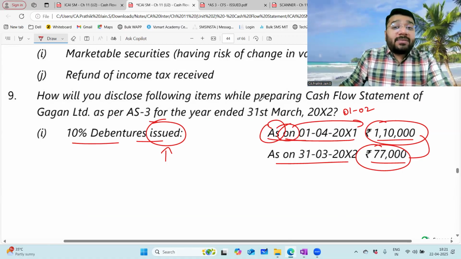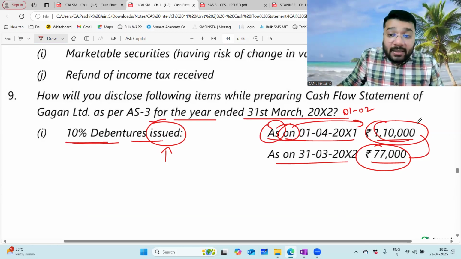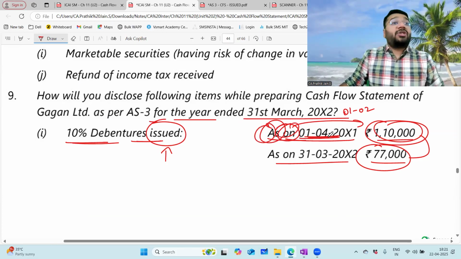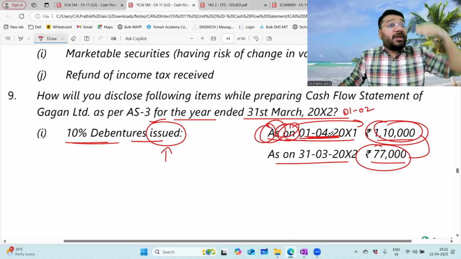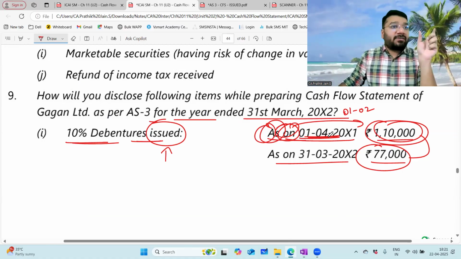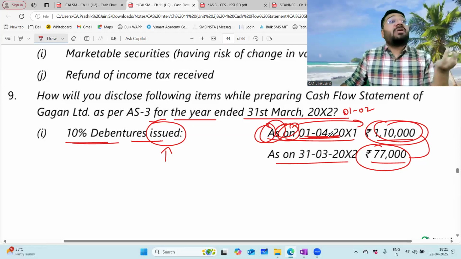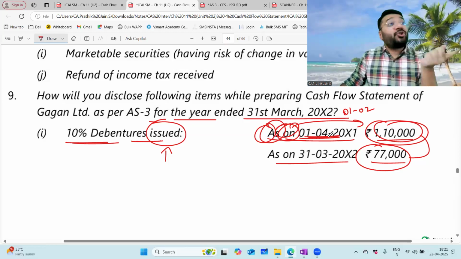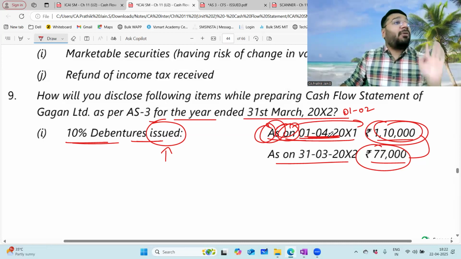How will you disclose the following items while preparing the cash flow statement for Google Limited as per AS3 for the year 31st March 2002? 10% debenture issued means 10% debenture was issued. When issued, not given. This 110 is the balance as on 1/4/2001. Issued on is different, as on is different. Balance is as on. The word issued, we never use as "issued as on". It's a grammatical formation of the sentence. Issued on so and so date; balance as on will come. Issued on this date. Balance as on this date. On this date, this was the balance. So the grammatical formation of the sentence changes.